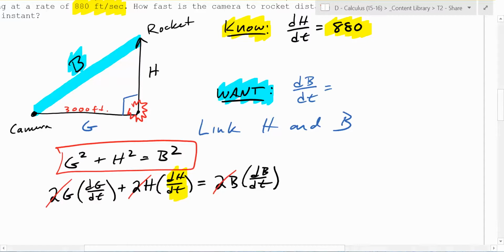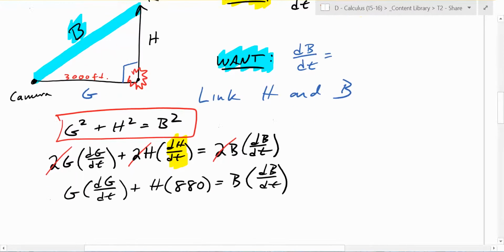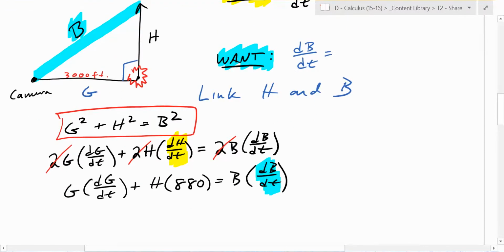So what do we now know? We know g times dg/dt plus h times 880 equals b times dB/dt. Which is the one we want in there? Remember, what do we want? dB/dt. So we need to get values for everything else. It looks like we don't have them.